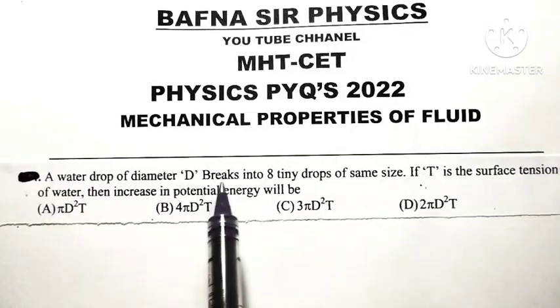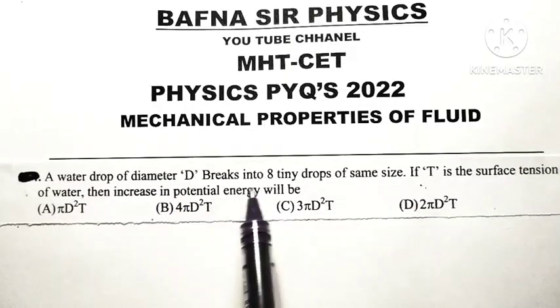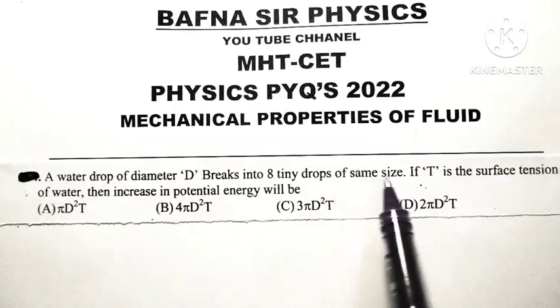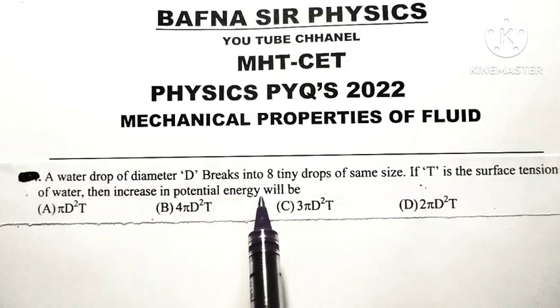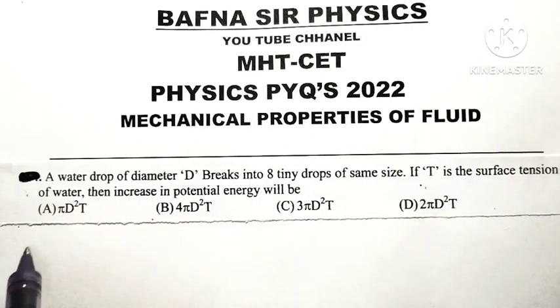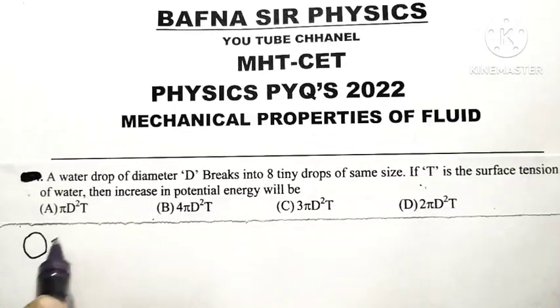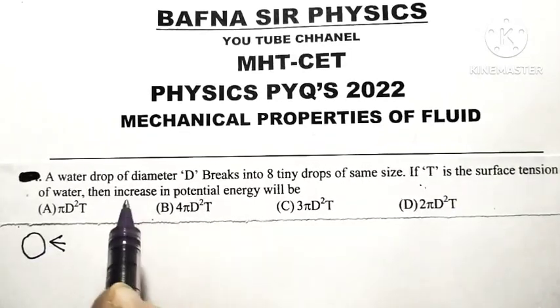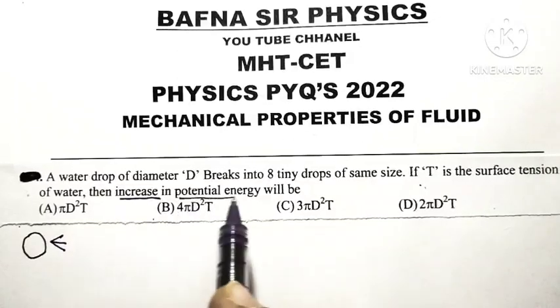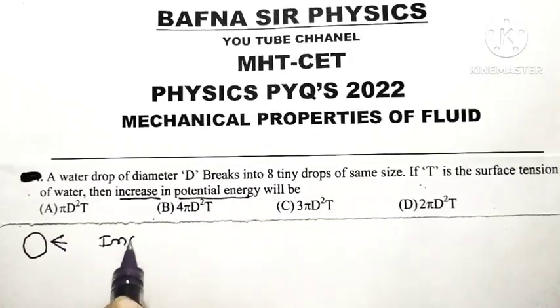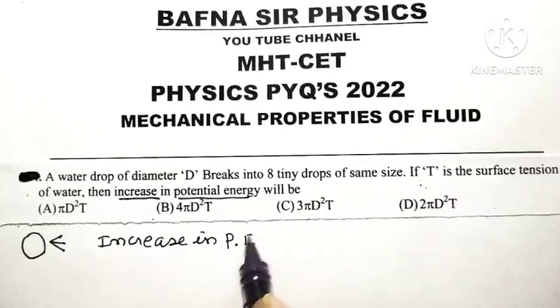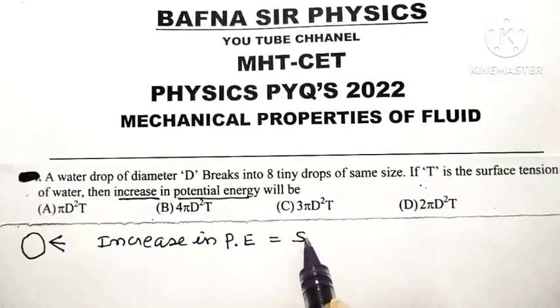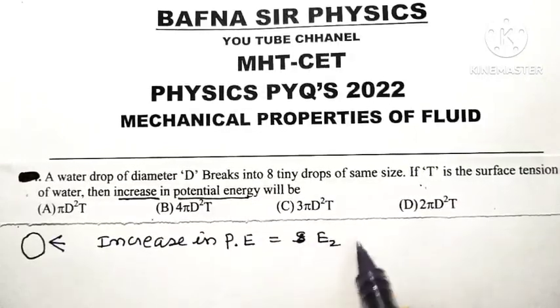A water drop of diameter capital D breaks into 8 tiny drops of the same size. If T is the surface tension of water, then the increase in potential energy will be? Remember, whenever a single drop breaks into many droplets, there is always an increase in potential energy, and that increase in potential energy is the difference of final surface energy, say E2, minus the initial surface energy E1.